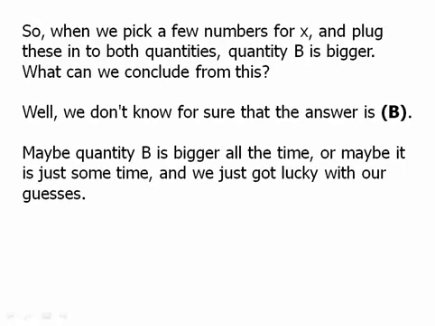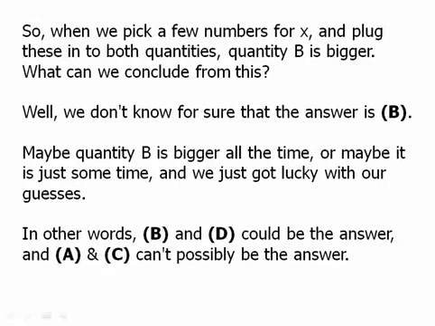Maybe quantity B is bigger all the time, or maybe it's bigger some of the time and we just got lucky with our guesses. Some of the time B is bigger and some of the time there's another relationship. Maybe the quantities are equal or quantity A is bigger, something like that. So in other words, it's possible that B is the answer. It's also possible that D is the answer. But we definitively know that neither A nor C could be the answer.